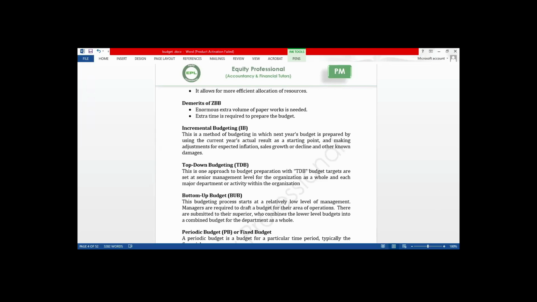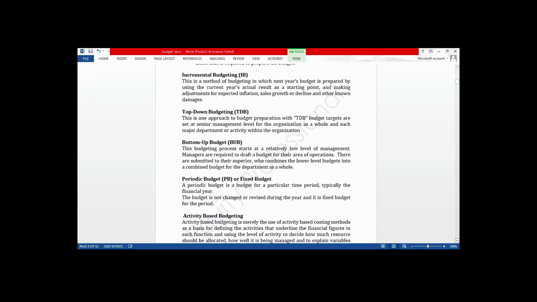Then we also have fixed budget, flexible budget. Your fixed budget. This is the original plan of the company. It is the financial budget for 1 year. It is the budget that is originally planned by the company. This budget is not designed to change. A fixed budget does not accommodate changes in circumstances.